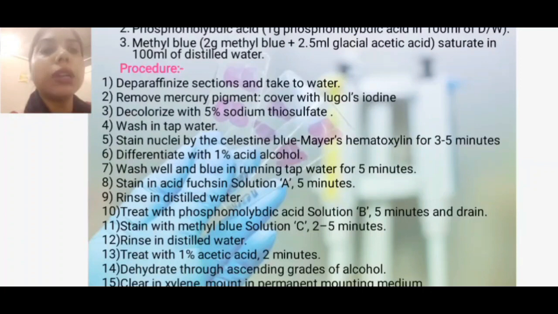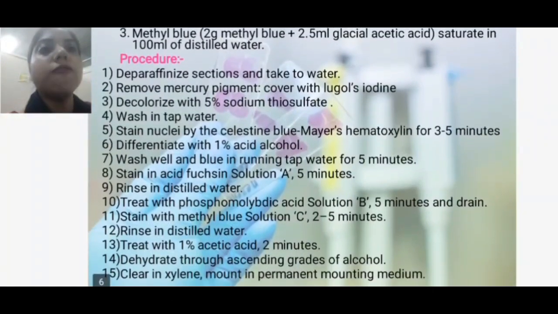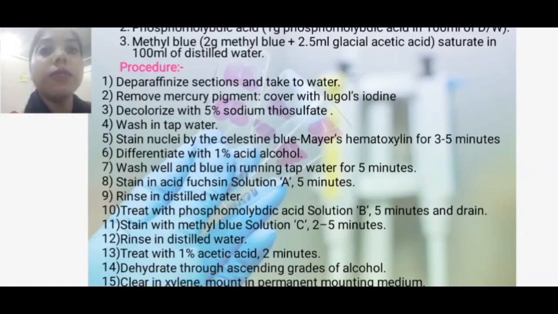Then you have to remove mercury pigment, cover with Lugol's iodine, and then decolorize with 5% sodium thiosulfate. Then we have to wash in tap water, and then stain the nuclei with Celestine blue and Mayer's hematoxylin for 3 to 5 minutes. This stain would be the primary stain in this Masson trichrome method. After that, we have to differentiate the slide with the help of 1% acid alcohol. Then we have to wash well and blue in running tap water for 5 minutes.